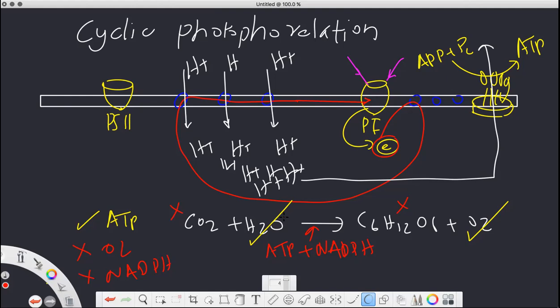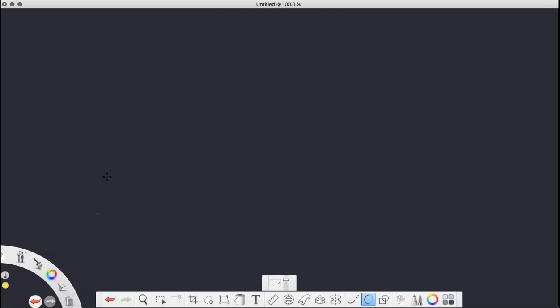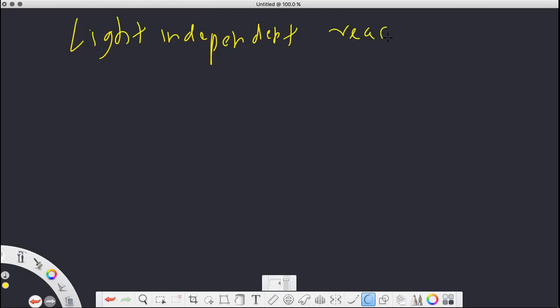Okay, then we try to learn the next topic, the light independent reaction. We may not finish the light independent reaction today, but we can continue next time. This is also called the Calvin cycle. The person who actually discovered this light independent reaction is named Calvin, and to honor him we give it the name Calvin cycle. Where does the Calvin cycle take place? It takes place in the stroma of the chloroplast, not in the thylakoid membrane or inside the thylakoid.